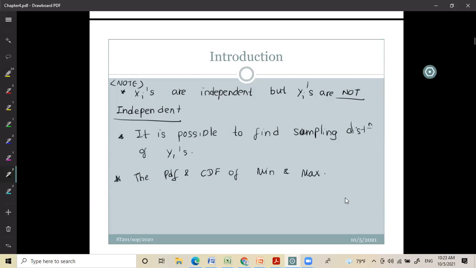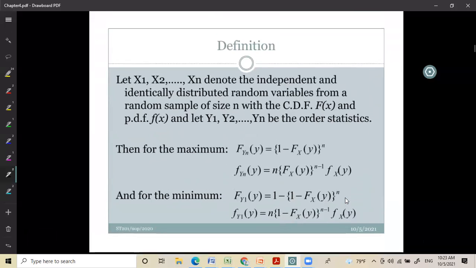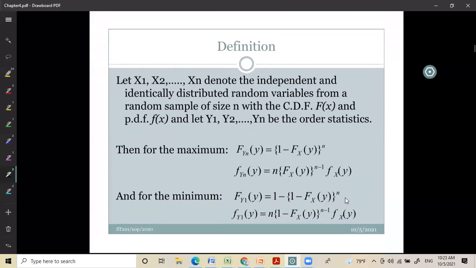So those types of probabilities, when you need such analysis with components, their reliabilities, production, that is where these PDFs and CDFs are very important in practice. Okay. So here's the definition of the minimum and the maximum.